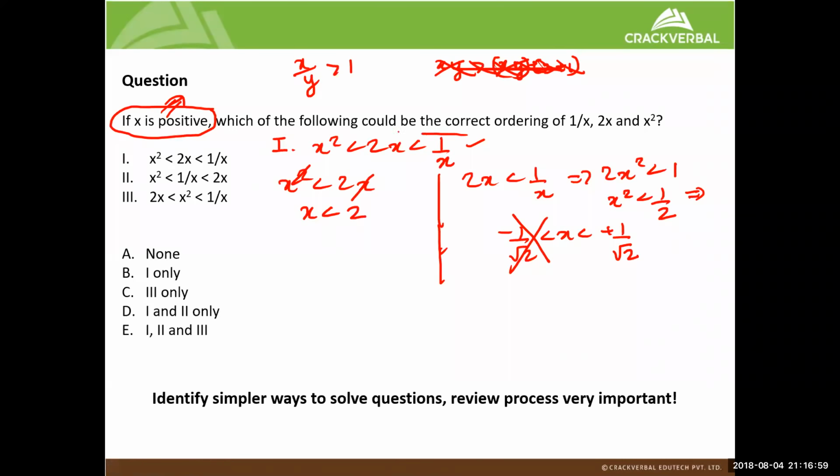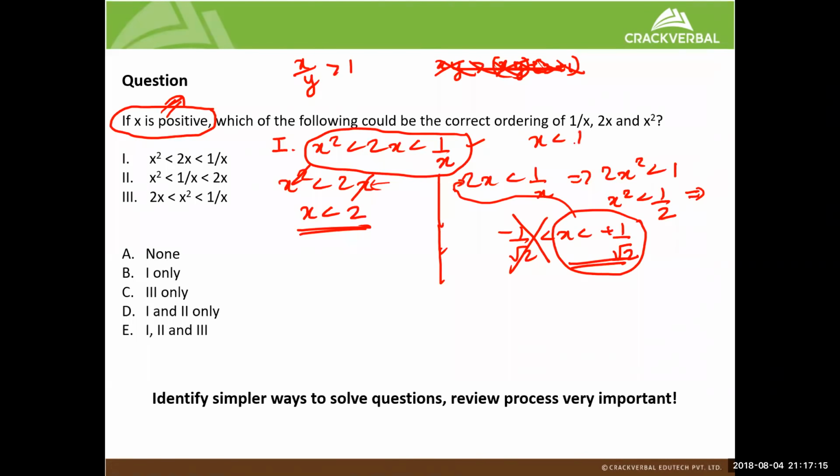So to satisfy this entire statement, I have two possibilities: either x has to be less than 2 or x has to be less than 1 by root 2. But clearly, x less than 1 by root 2 is the one which satisfies both the first half and the second half of the inequality. So I know x is less than 1 by root 2. Any value of x less than 1 by root 2 is going to satisfy this first inequality. So the first one always holds good.